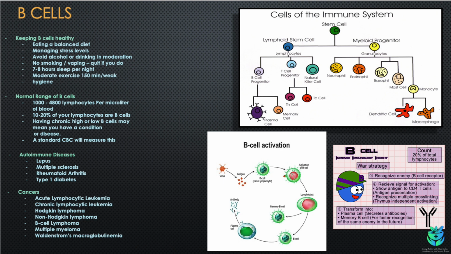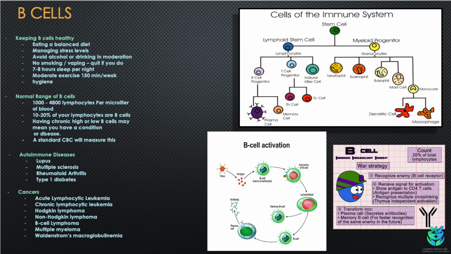One type of B cell can alter how the other B cells work, and it also alters how your T cells work. So if you are noticing that you have a lot of lymph node pain, please, please, please take this seriously and start eating a balanced diet or fasting if it gets bad. Manage your stress levels. Avoid alcohol, and no smoking or vaping. Quit if you do. You need 7 to 8 hours of sleep per night. Moderate exercise, approximately 150 minutes per week. And keep good hygiene. This actually affects your B cells.